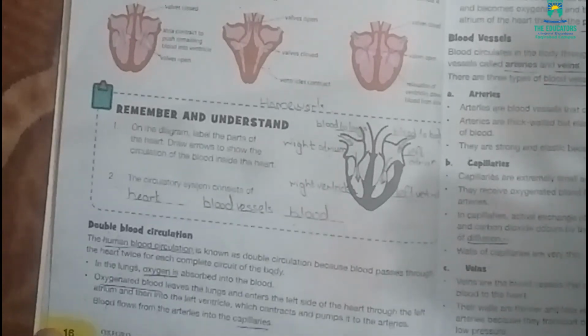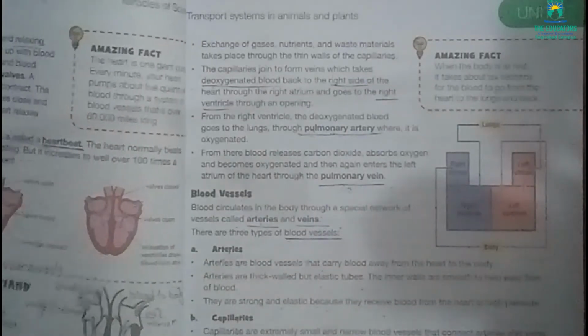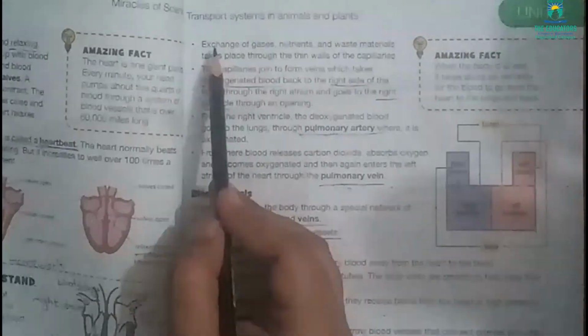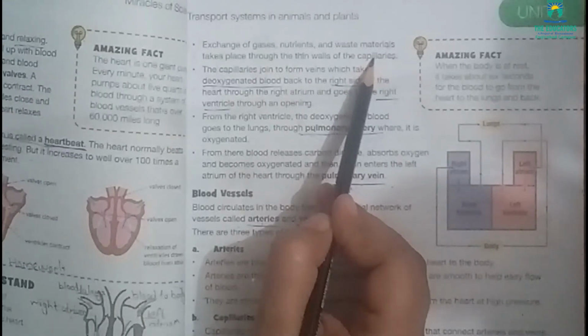Come to the next page, page number 17. Exchange of gases, nutrients and waste material takes place through the thin walls of the capillaries. When the blood flows from the arteries into capillaries, exchange of gases, nutrients and waste material takes place.